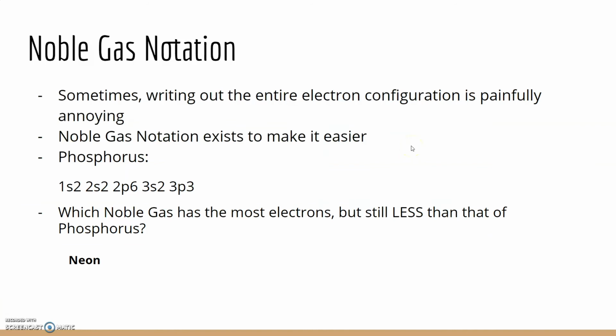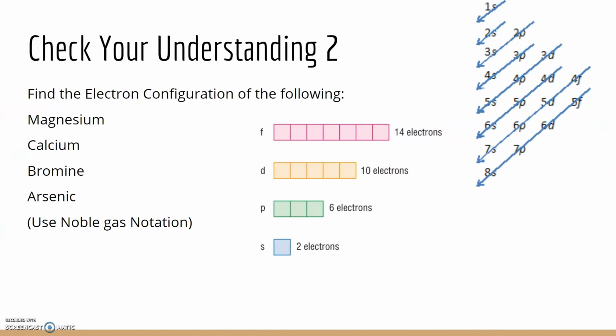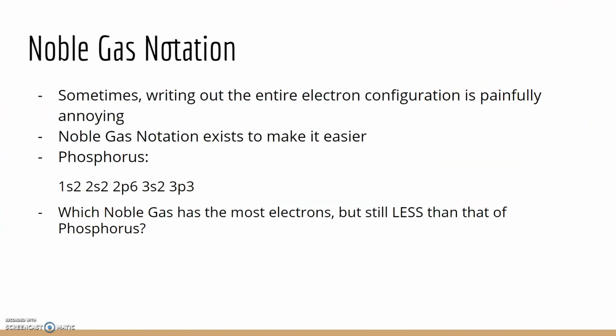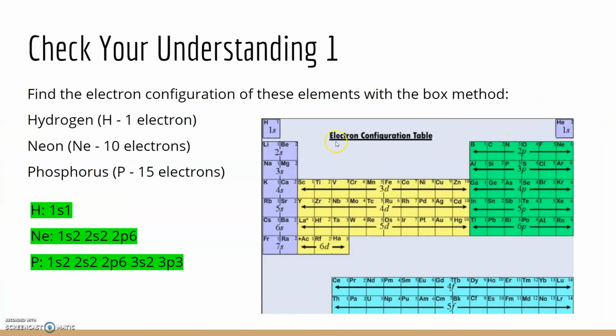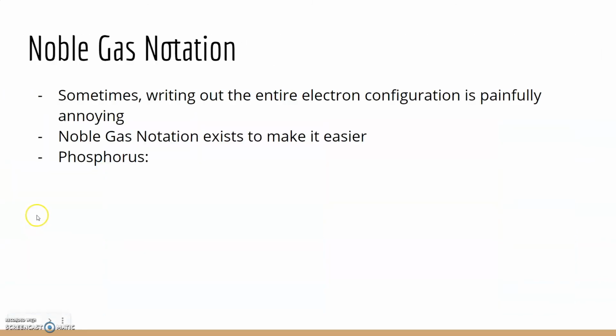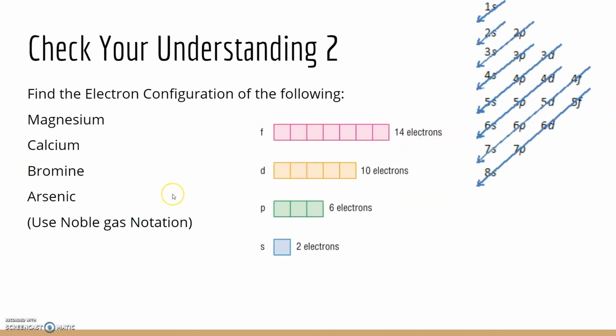So back here, we say that which noble gas has the most electrons but still less than that of phosphorus, we'd say neon. And so the way of properly writing this is essentially you just skip this entire 1s2, 2s2, 2p6 part. 1s2, 2s2, 2p6 is the electron configuration of neon. So instead of writing 1s2, 2s2, 2p6 in phosphorus's electron configuration, we can skip all that and just write neon with a bracket, [Ne], then 3s2 and 3p3. So we'll see that here.